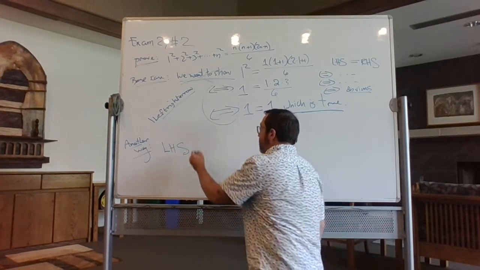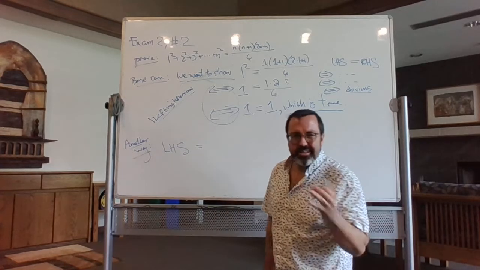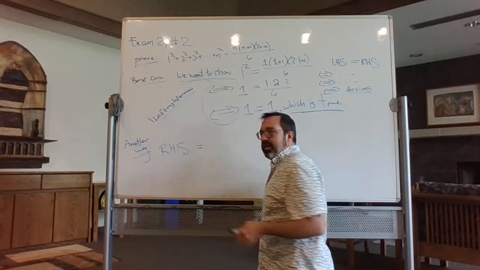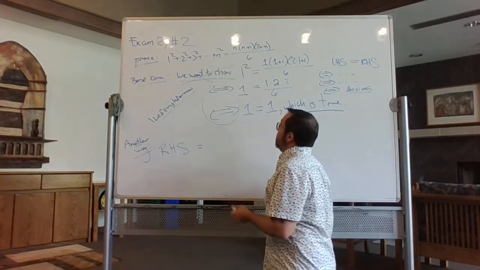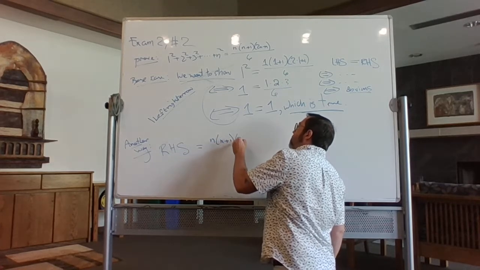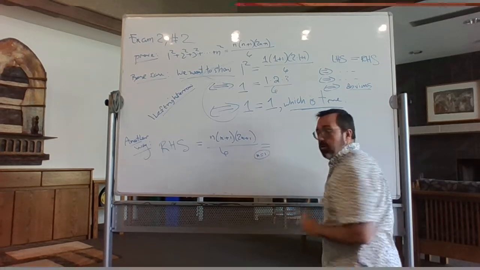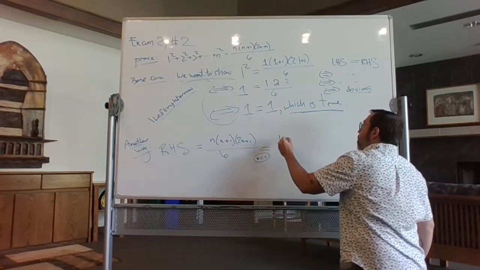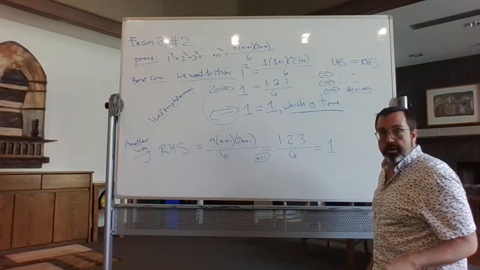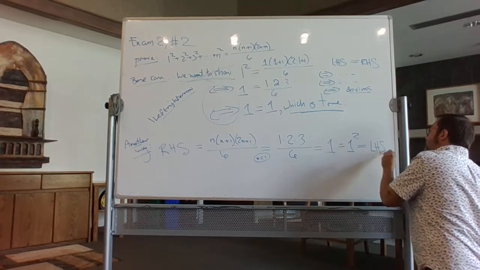In this case, I don't think I want to begin with the left-hand side because it's pretty obvious what the left-hand side is. The right-hand side is the one that requires a little more work. So the right-hand side in this case is n times (n plus 1) times (2n plus 1) over 6. Now we plug in n equals 1, and in that case we get 1 times 2 times 3 over 6, which reduces to 1. And now we notice, hey, that's really just 1 squared, which is the left-hand side.